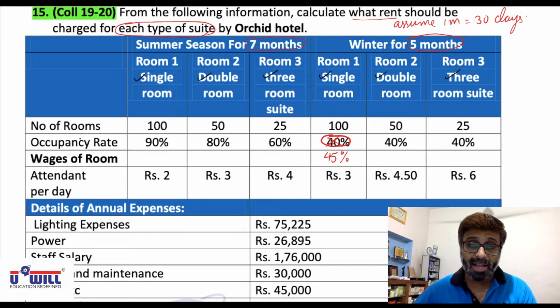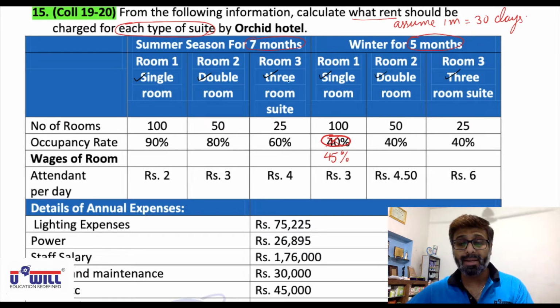However, it will definitely affect the occupancy rate. In summer season, for single rooms 90% is the occupancy rate, double room 80% and triple room or 3-room suite is 60%. In winter season, the occupancy is less. Single room, make the correction, instead of 40%, make it 45% occupancy. Double room is 40% and 3-room suite is 40%.